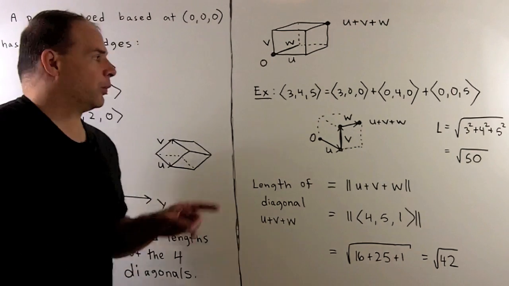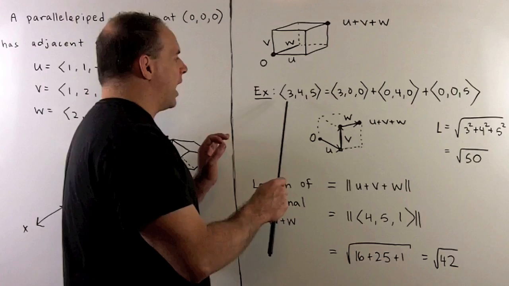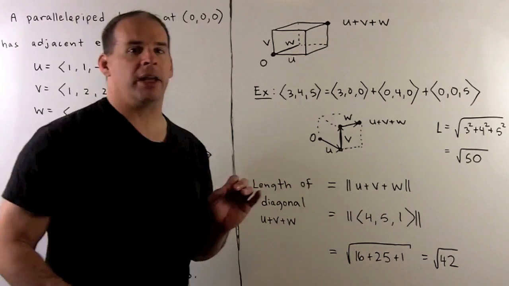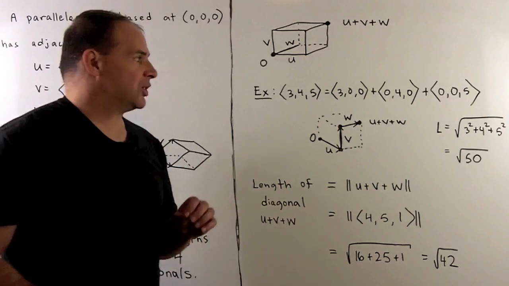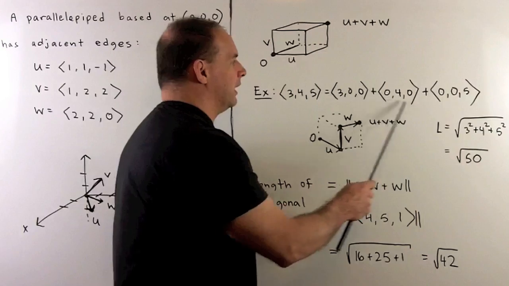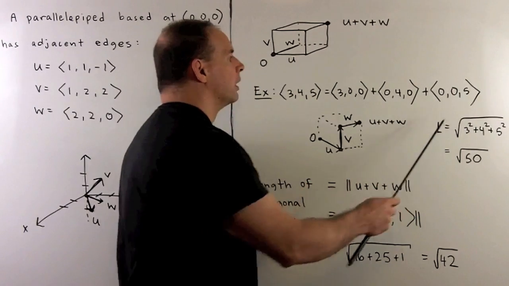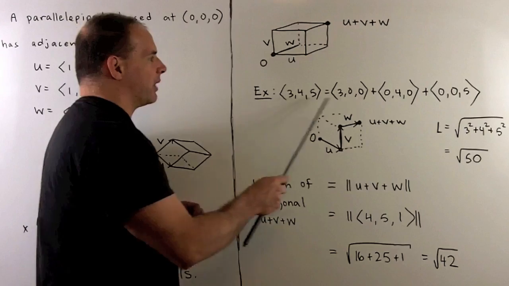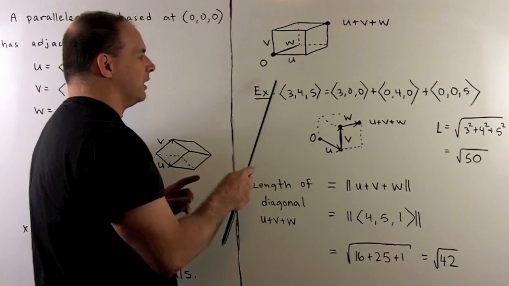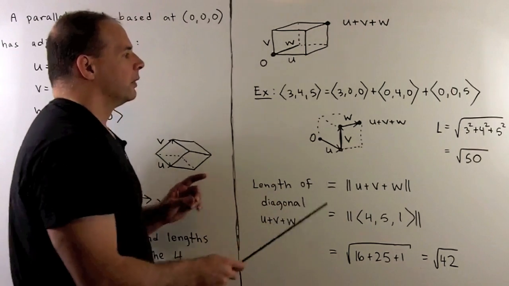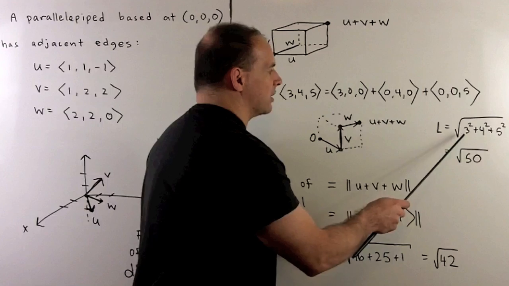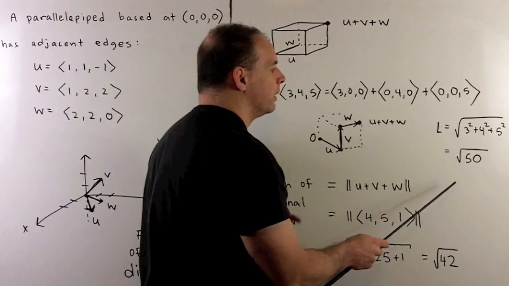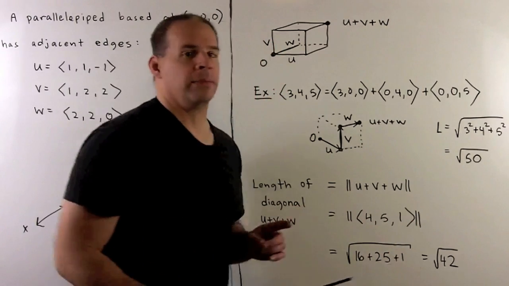So if we were in the case where we had a rectangular parallelepiped, say we had edges given by u, v, and w, our opposite vertex from the origin is just given by the sum. And then if I take the length of this vector, we take the sum of the squares, take the square root, so I get a square root of 50.